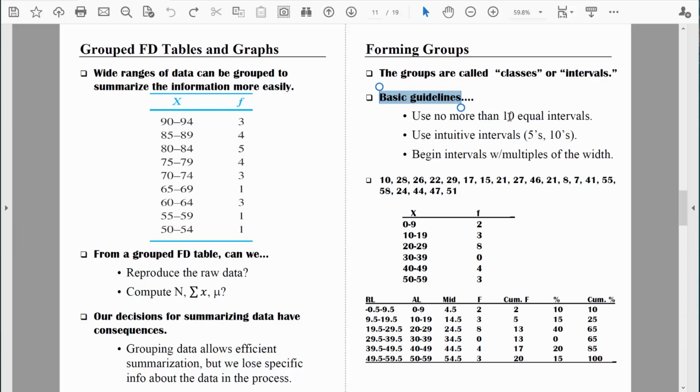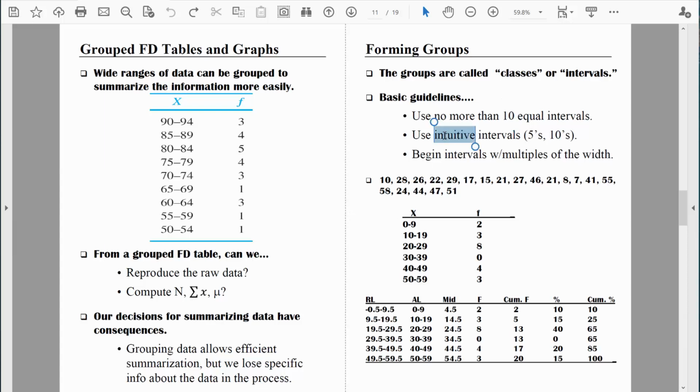First of all, when it comes to these intervals, we typically don't want to have more than 10 of them. In other words, we don't want to have more than 10 of these groupings. That's because if we start having more than 10, the table really isn't summarizing the data very well. It's becoming too large. So this is just a rule of thumb, but in general, we want no more than 10 intervals.